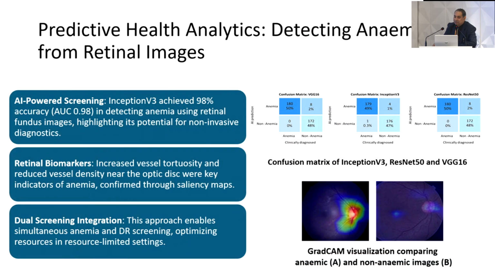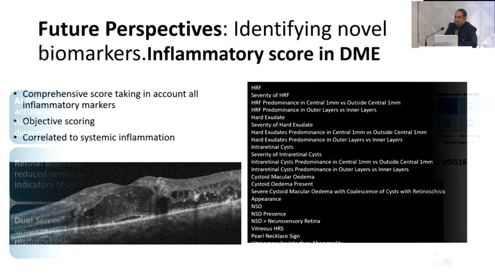Very recently we published work on anemia, because we know that diabetics have more anemia, especially those who have renal diseases. Using AI algorithms we could detect anemia, not only its presence or absence, but also suggest the mean hemoglobin level from retinal images. We found that the heat maps look at the peripapillary area, and we found that it's the vessel tortuosity and density which play an important role, maybe a future biomarker as far as anemia is concerned.